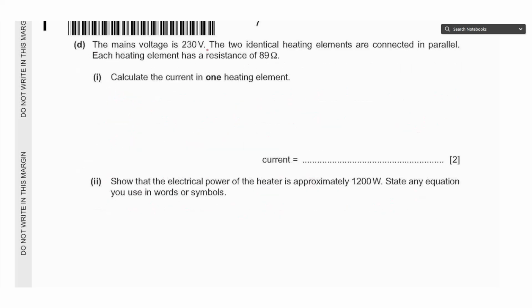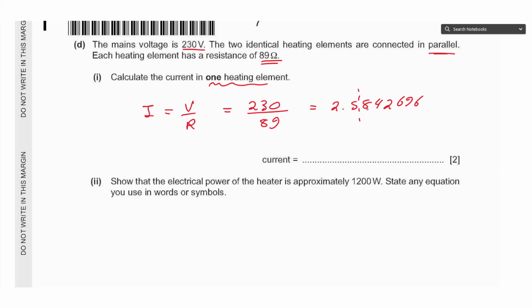Part D says the mains voltage is 230 volts. The two identical heating elements are connected in parallel. Each heating element has a resistance of 89 ohms. Calculate the current in one heating element. So for a parallel connection, we have the same voltage, 230 volts, and each one of them has a resistance of 89 ohms. And we can calculate current as potential difference over resistance, or voltage over resistance. So 230 divided by 89. That gives an answer of 2.58426 and so on. We can approximate that to two significant figures according to the numbers in the question, or we can add one more significant figure, so 2.6 or 2.58 amperes.